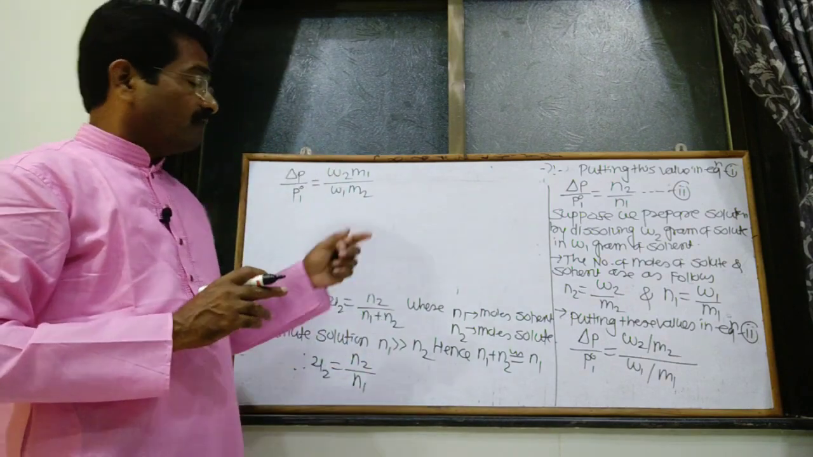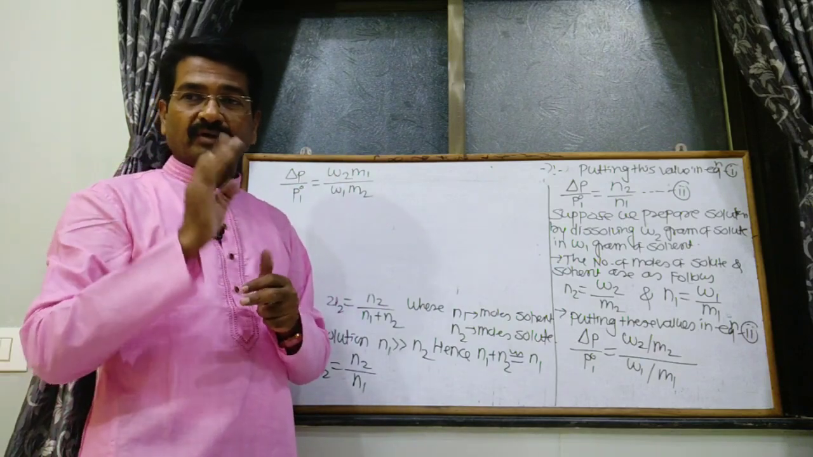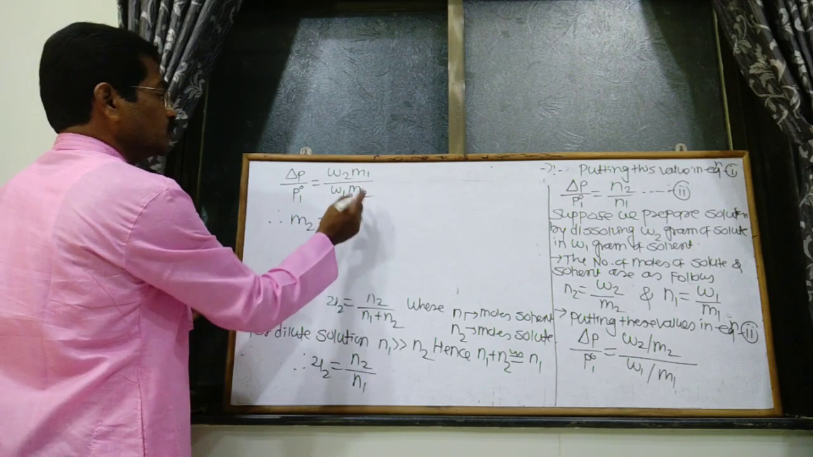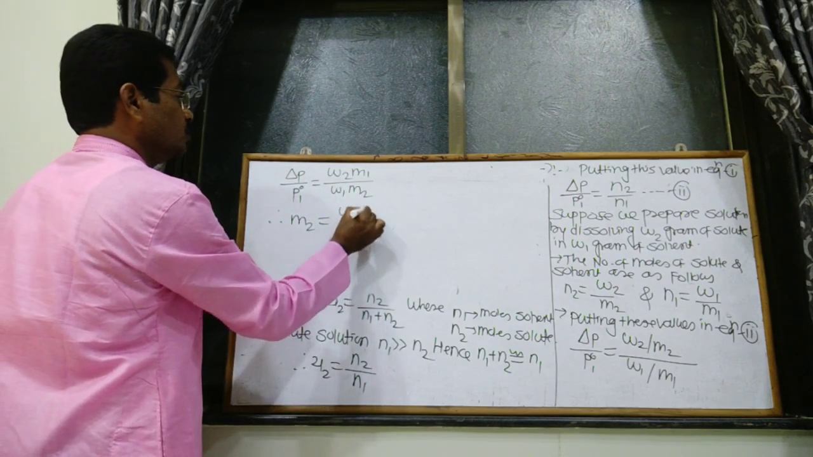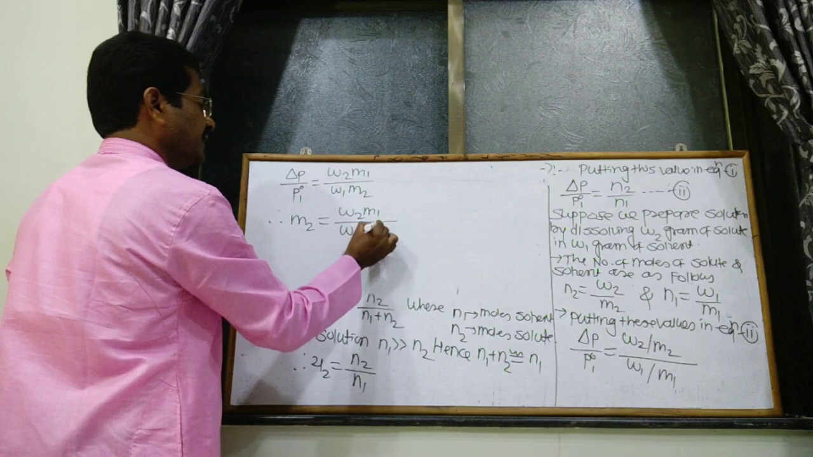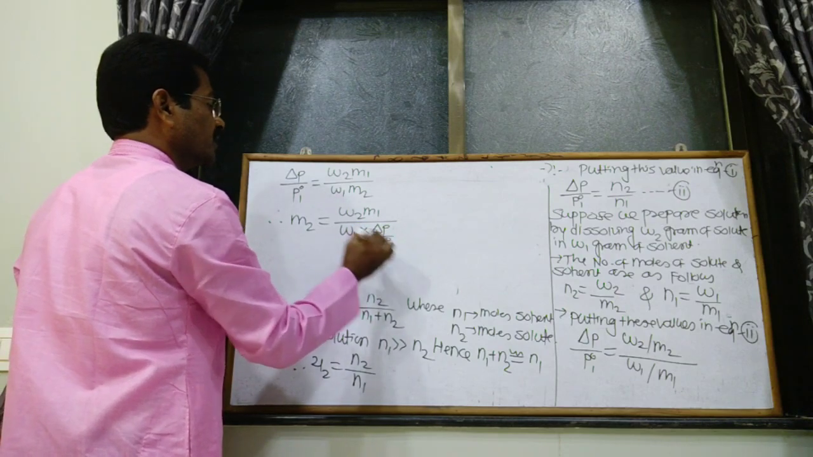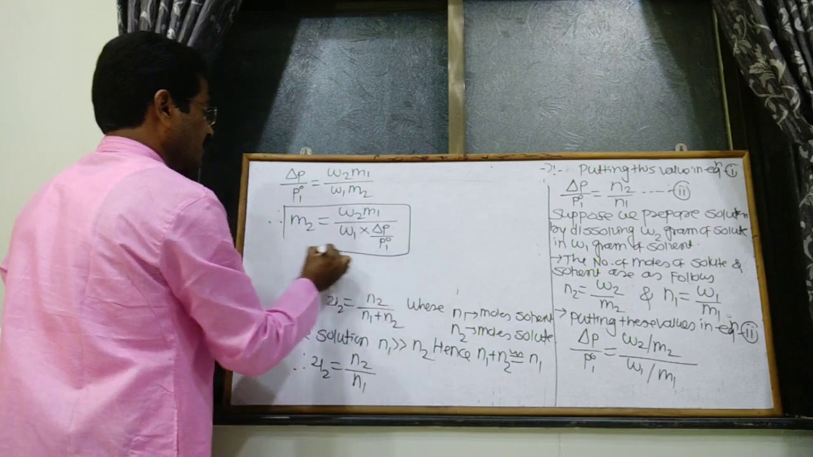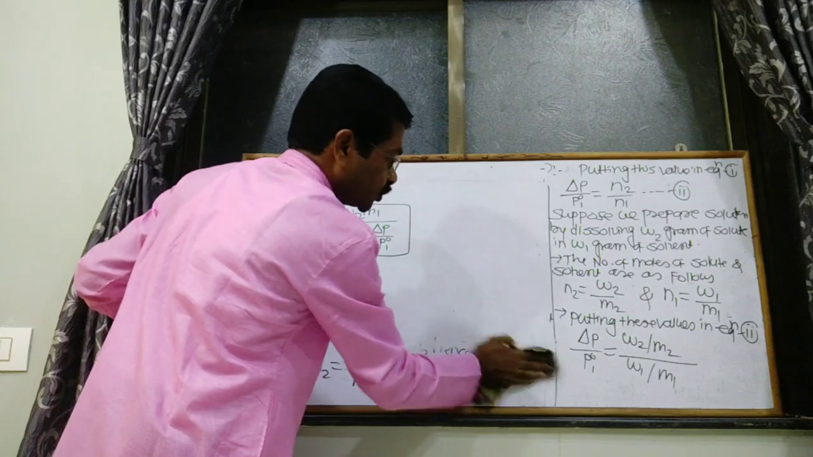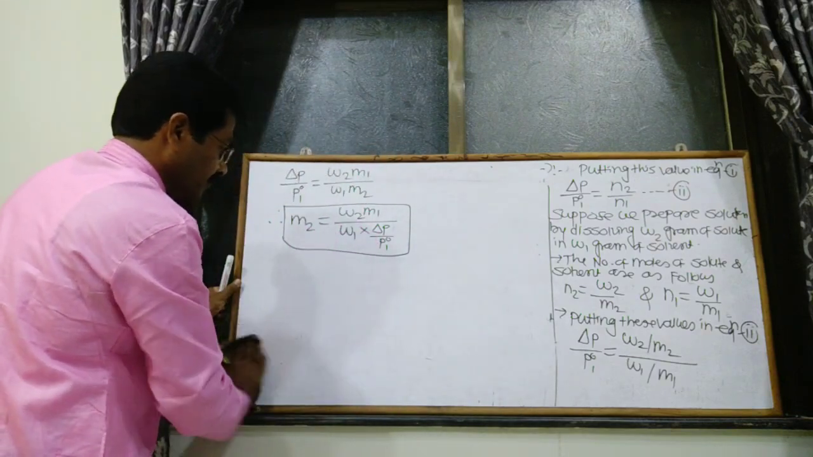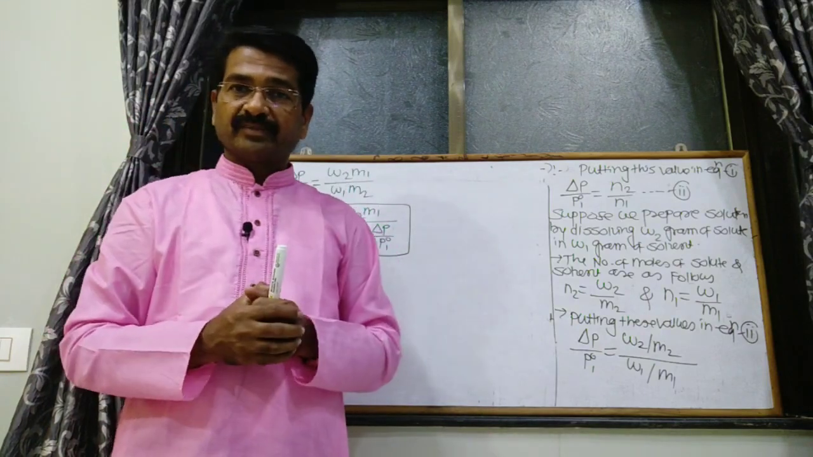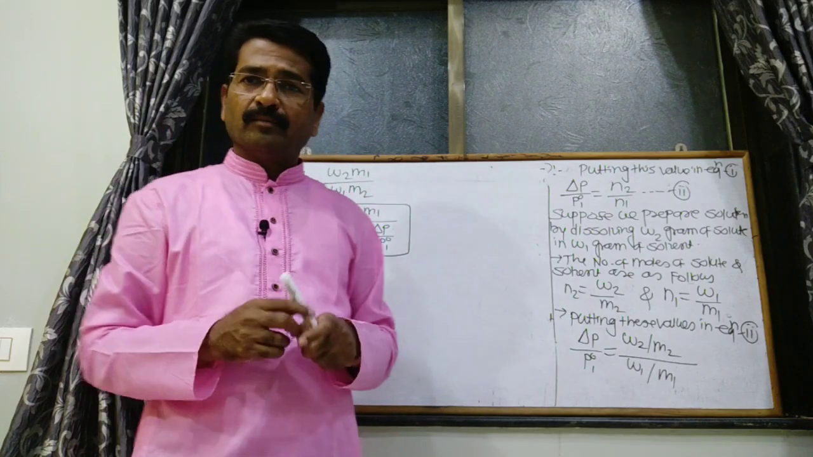But actually, we have to calculate M2. Therefore, M2 is equal to W2 M1 divided by W1 into delta P upon P01. This is the equation for calculating the molar mass of solute by using lowering of vapor pressure. This formula is very important for numericals, and by using it we can solve many problems.